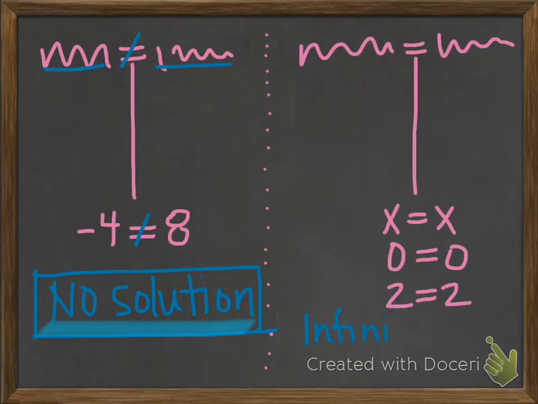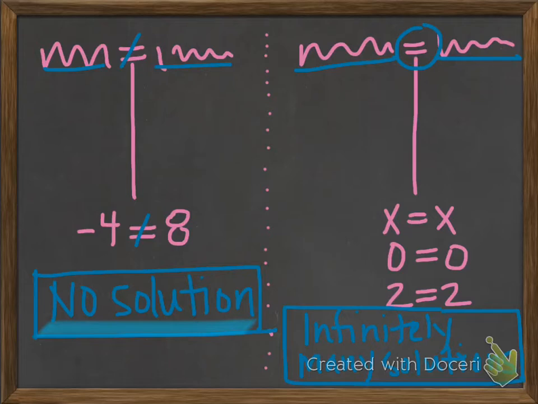Infinitely many solutions. And so what that means is any number that I put in for my x or my variable will always make the left and right sides equal. Any number I choose. There are an infinite number of numbers that I could plug in that will work. So basically all the numbers are a solution.